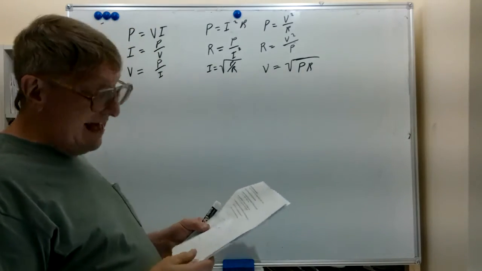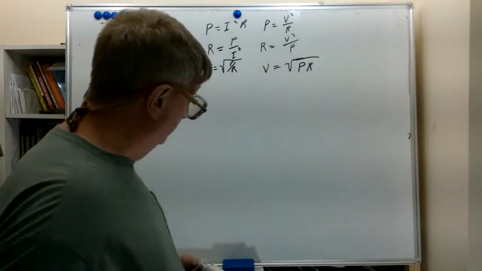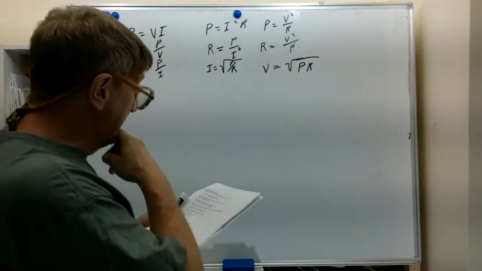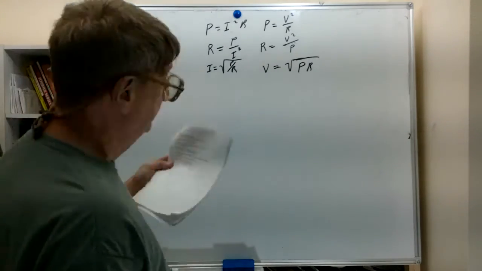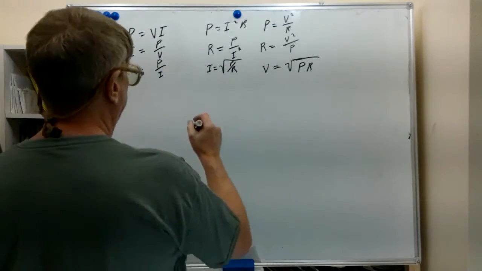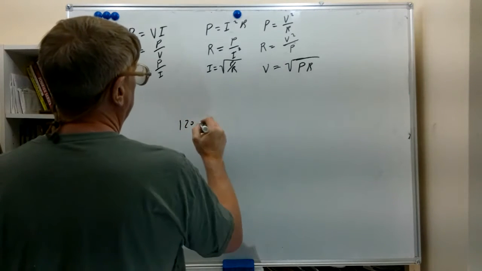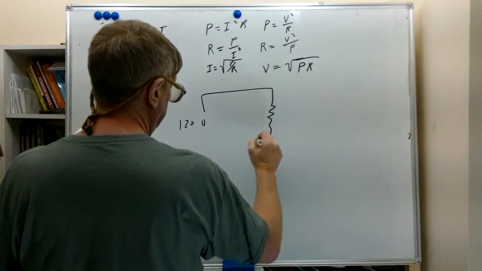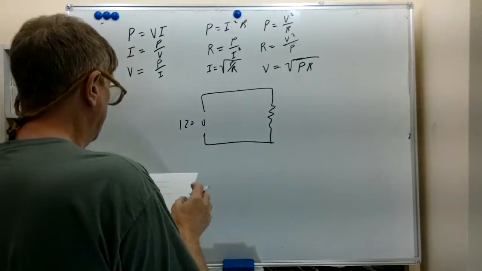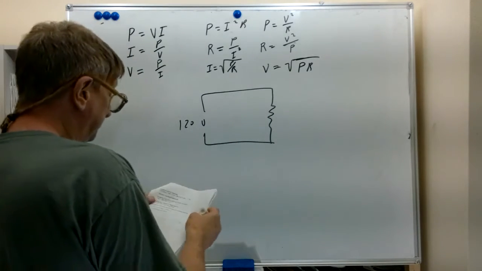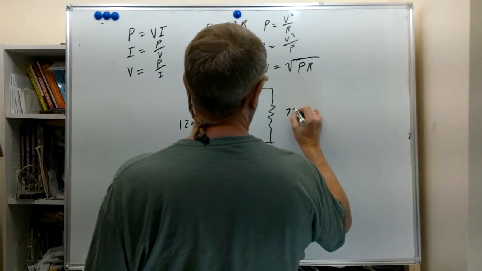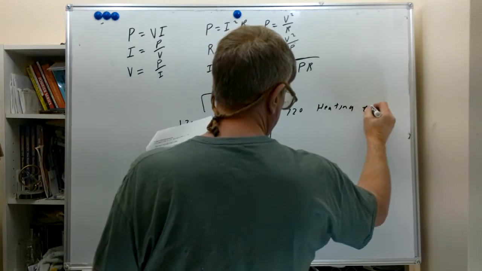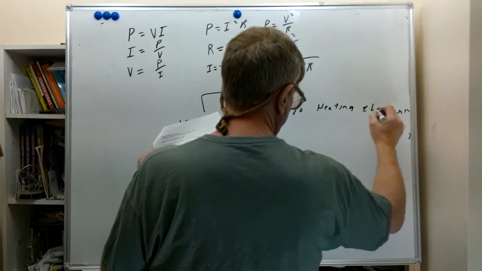So we're going to do a few examples using this fairly complete set of formulas. Let's say we've got a 120 volt supply, and that is powering a 720 watt heating element in a toaster.